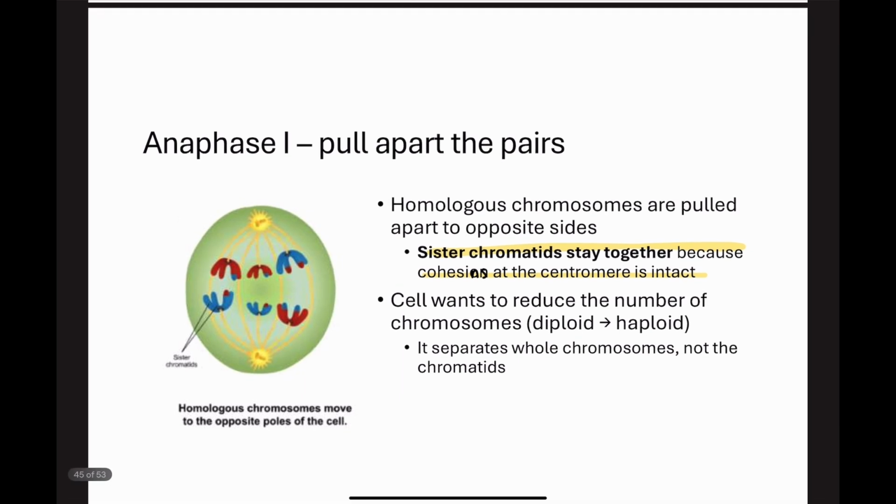So at this time, the cell wants to reduce the number of chromosomes. It goes from being diploid to haploid. It separates whole chromosomes, not chromatids.